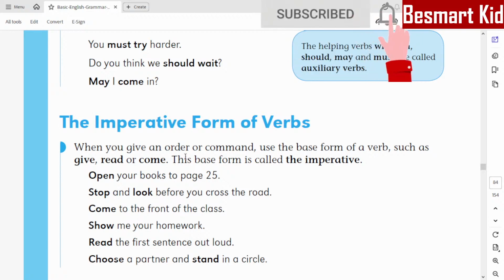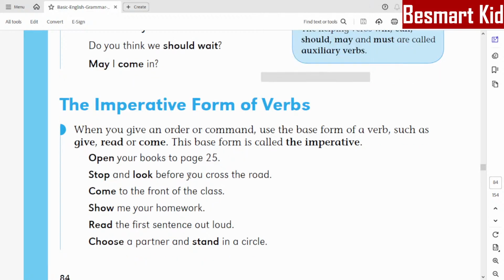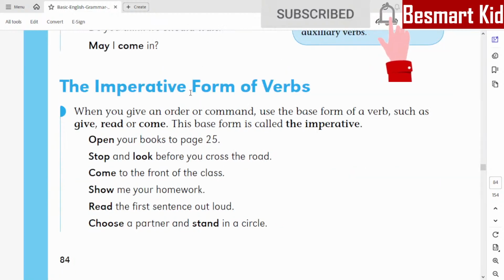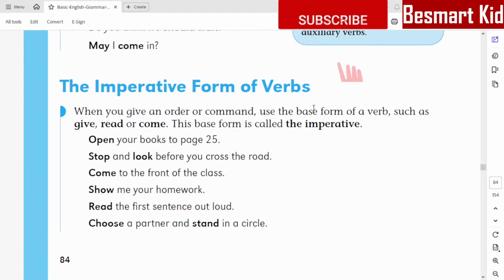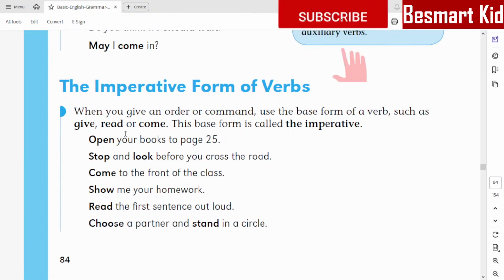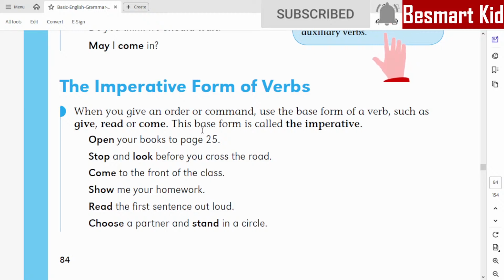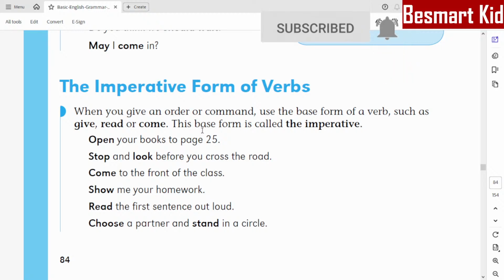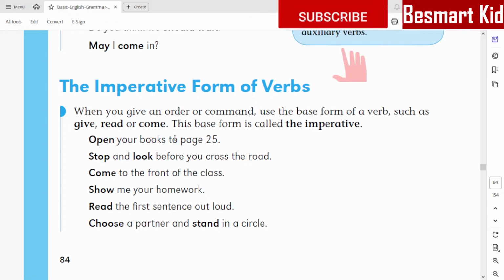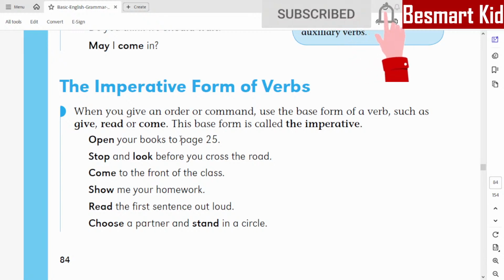We have the imperative forms of the verbs. When you give an order or command, use the base form of the verb, such as give, read, or come. This base form is called the imperative. Examples: open your books to page 25.